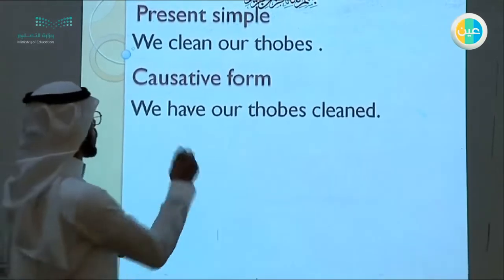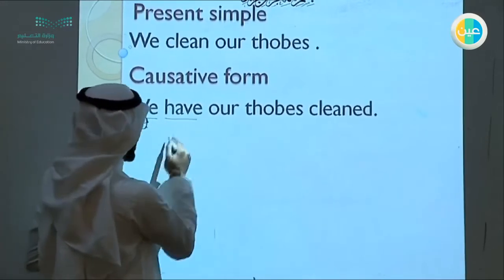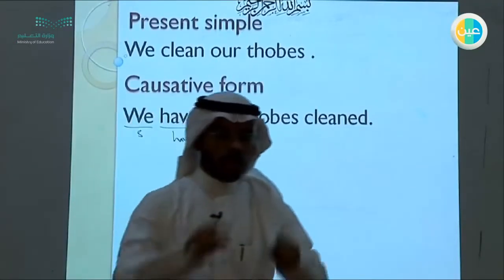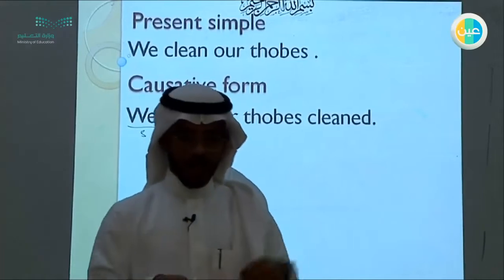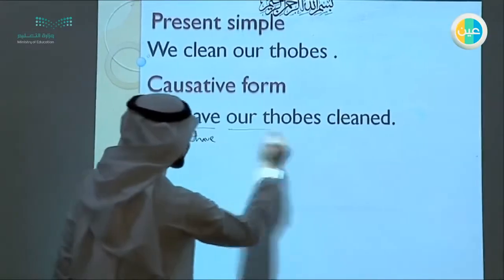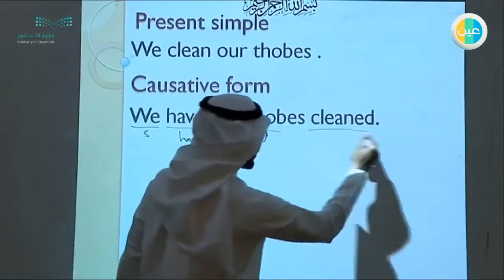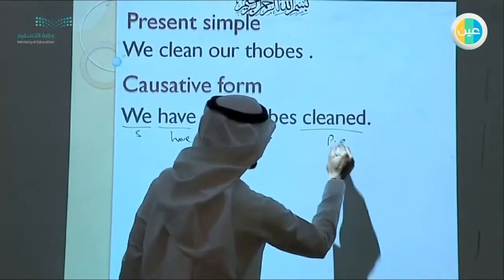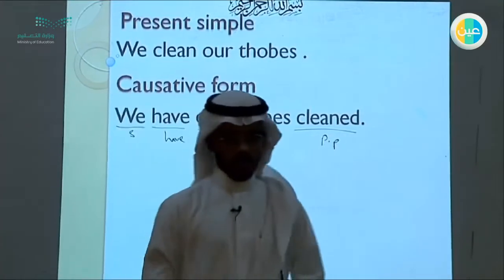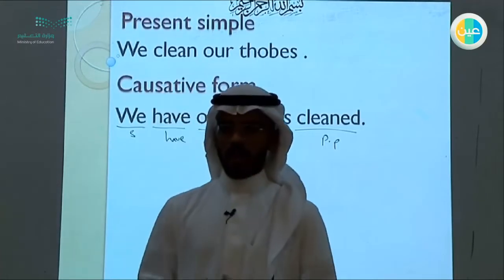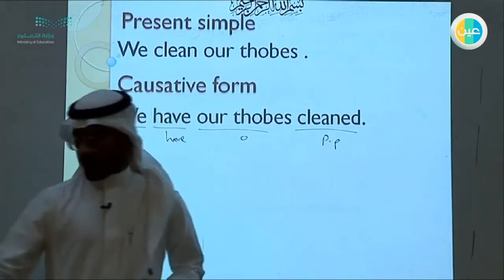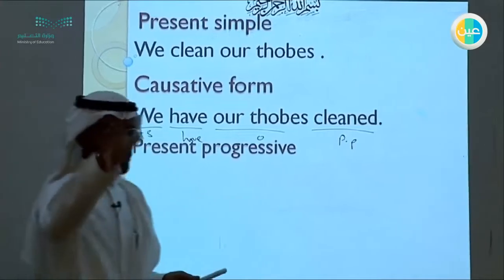We have, this is the subject and this is have. Why do we say have? We don't say had because this is present simple. We cannot use had in present simple. We have our thobes, this is the object. Cleaned. This is a regular verb, and a regular verb we use in the past participle. We have our thobes cleaned. So someone did this, not I or we.